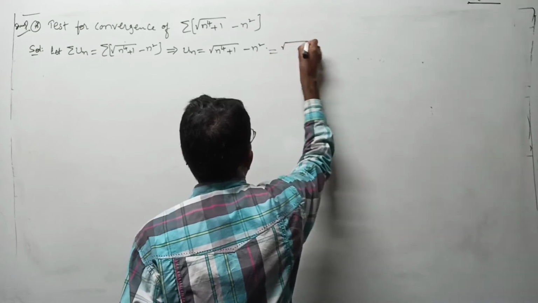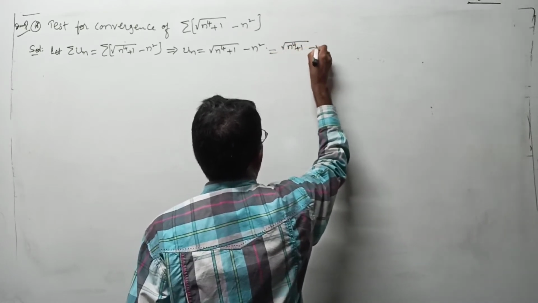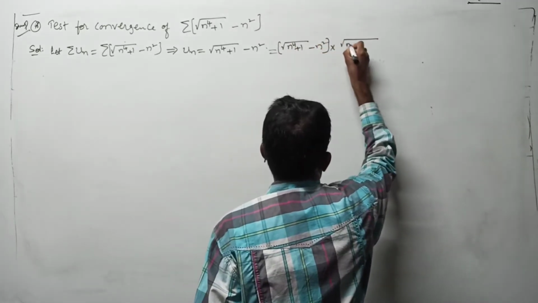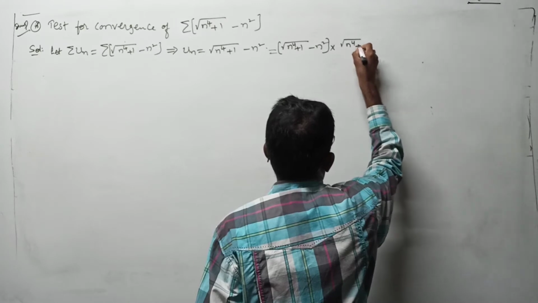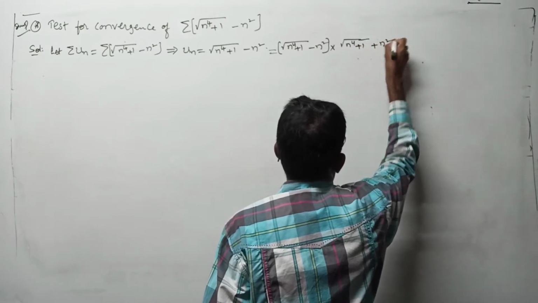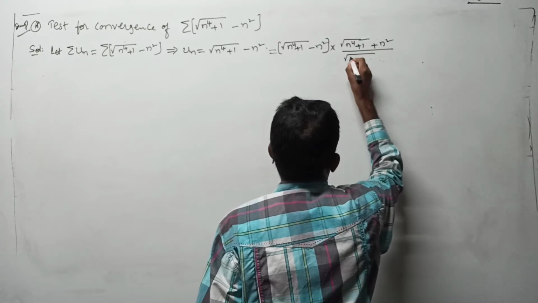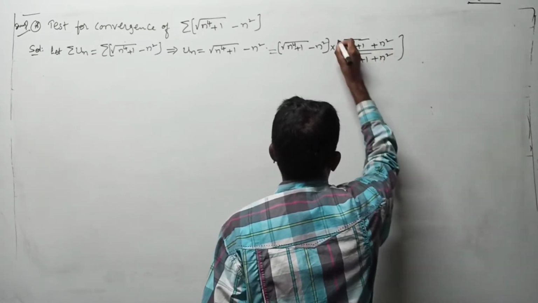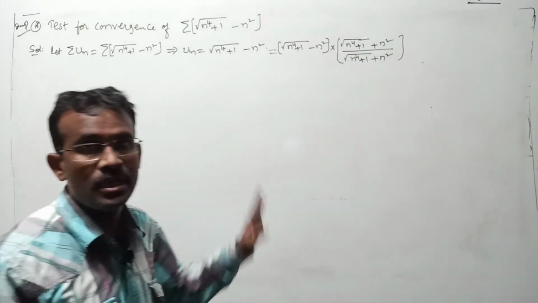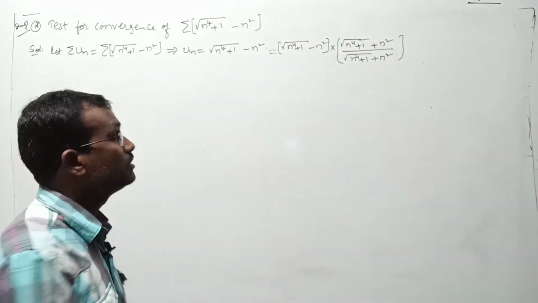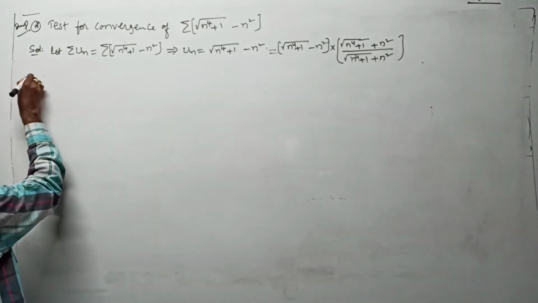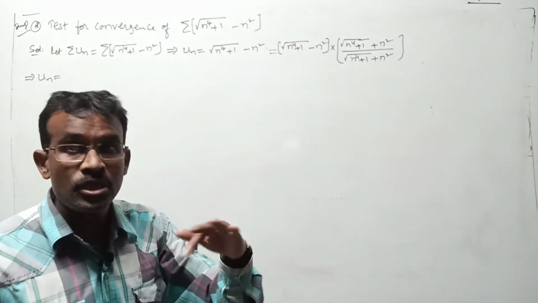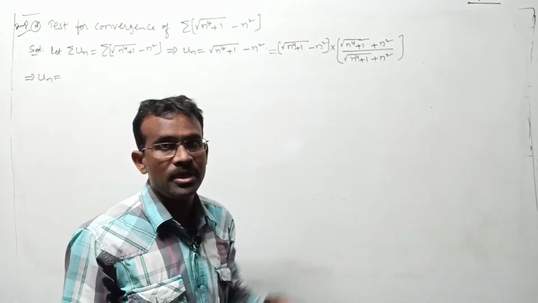This is root n power 4 plus 1 minus n square into root n power 4 plus 1 plus n square by root n power 4 plus 1 plus n square. We are rationalizing the numerator. That work we did here. Apart from that, nothing changed here, right? Yes. Now Un is, this is the extra work. Whenever in the numerator for n relation root is there, you must rationalize that numerator, right?